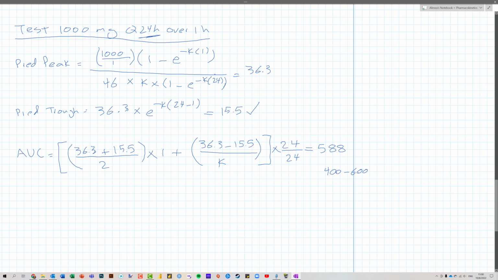Okay, so it matches. We had a trough of 22, everything is toxic, it's supratherapeutic, and we have an AUC that agrees that the dose of 1000 milligrams every 24 hours is toxic. Now let's continue, go back and test the 1250 milligrams every 36 hours. So test 1250 milligrams every 36 hours, and this will be over 1.5 hours. We're going to test this to see what we get for our predicted peak and trough.